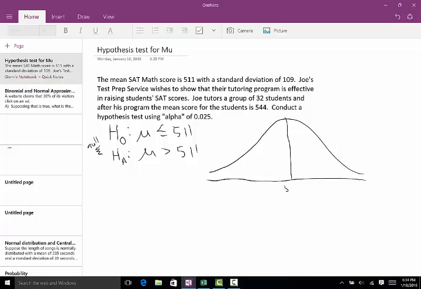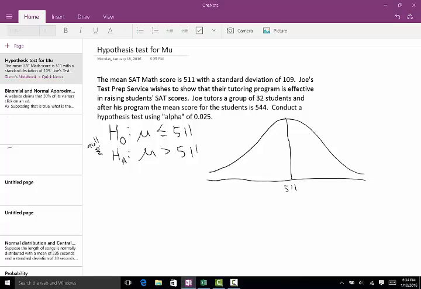Hopefully you would say 511, but there's a little bit of a thought process as to why that's in the middle. If you think about it, what we just did was assume the null hypothesis to be true. There's this little analogy that's used to describe hypothesis testing. It's analogous to a trial by jury.